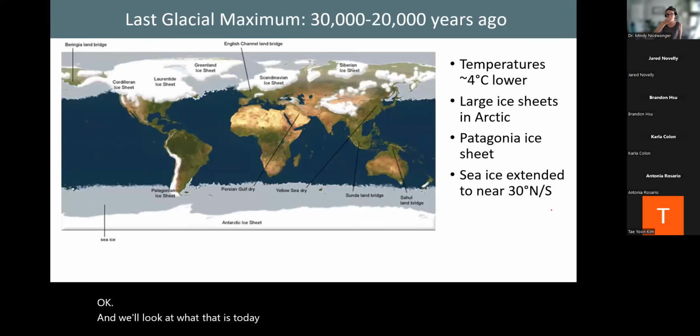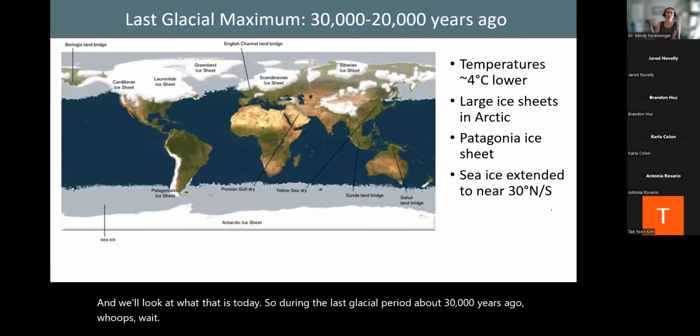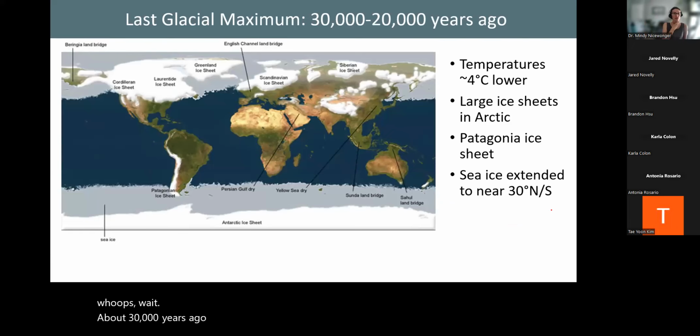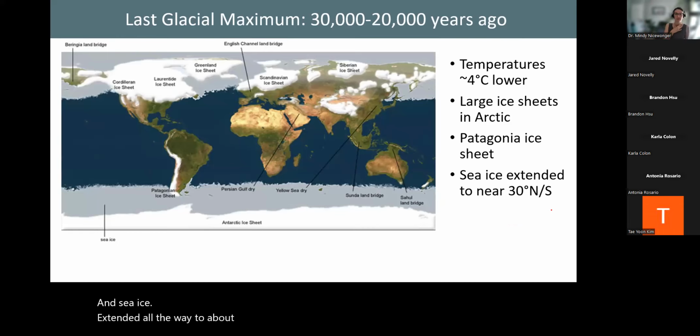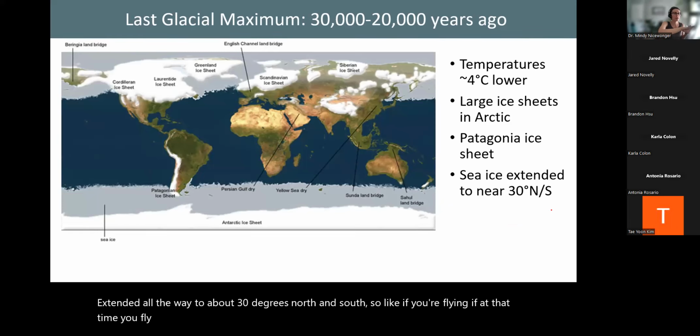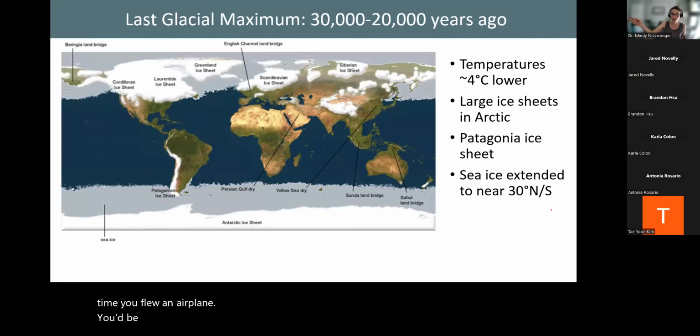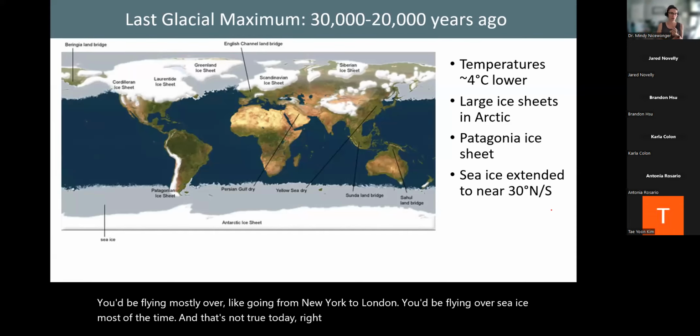So during the last glacial period, about 30,000 years ago, temperatures were about 4 degrees C cooler on average. We had large ice sheets covering the Arctic. We had the Patagonia ice sheet, and sea ice extended all the way to about 30 degrees north and south. So if at that time you flew an airplane from New York to London, you'd be flying over sea ice most of the time. And that's not true today, right? Global temperatures are much warmer.